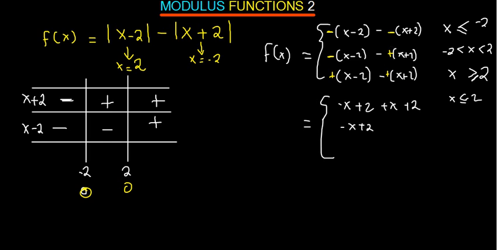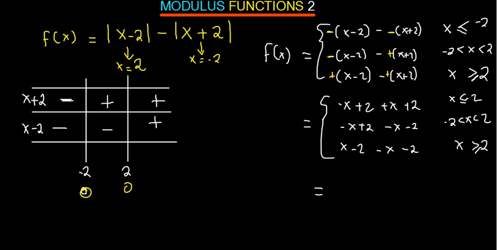So negative times the x inside, that will be negative x. Negative times the 2, that will be negative 2. So this is for negative 2 is less than x, which is less than 2. And then here positive times the x minus 2, it will just be x minus 2. And then here I've got a negative times positive, which is a negative, right? Negative times the x, that will be negative x. Negative times the positive 2, it will be negative 2. This is for x is greater than or equal to 2.